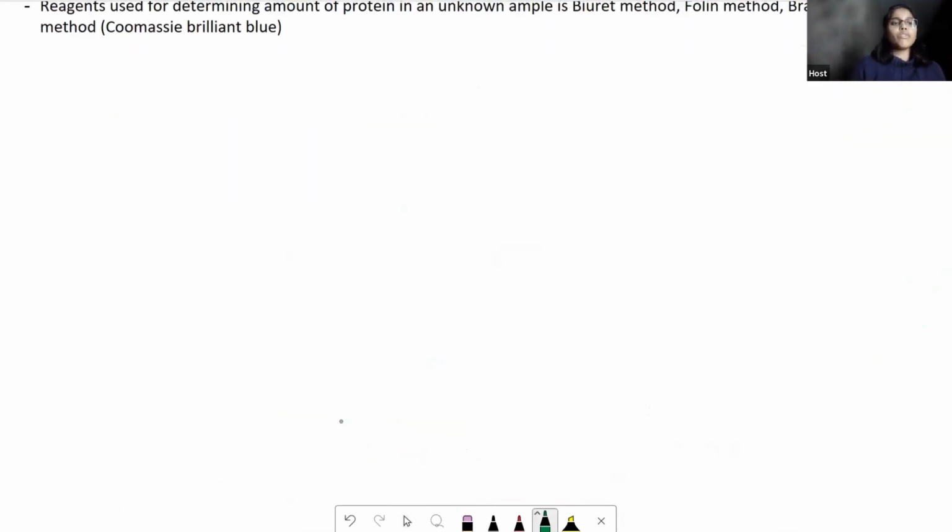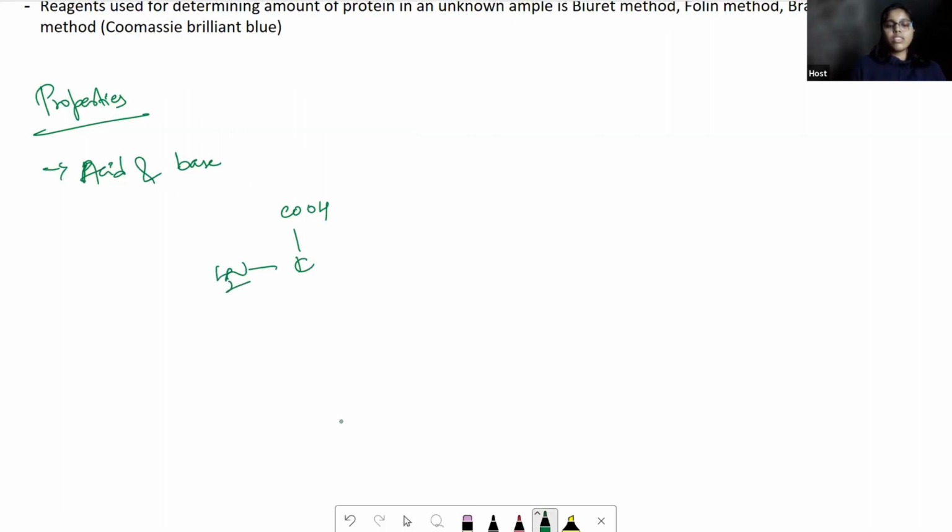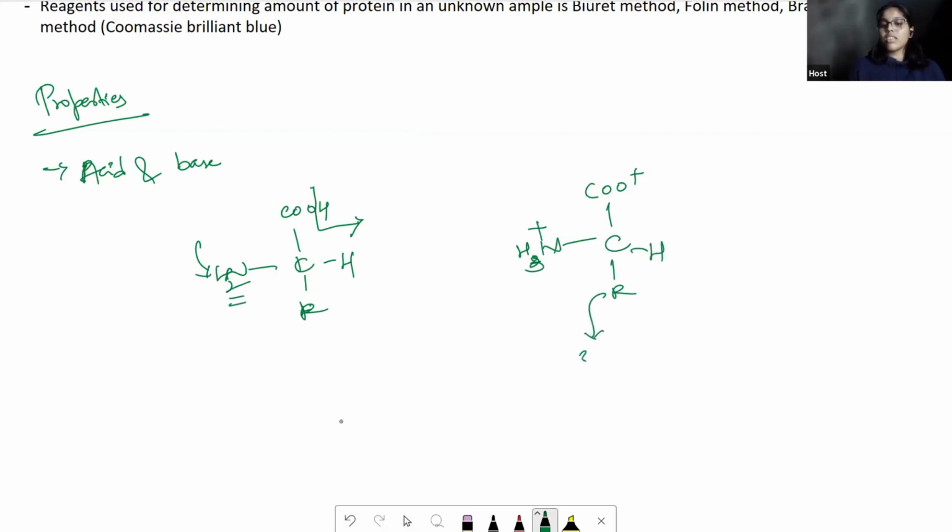Coming to the properties of amino acids. What are the properties of these amino acids? Amino acid can act as both acid and base. As I have already drawn the structure of the amino acid, you can see here that this is an acid. Acid in the sense it can give up a H plus. This is a base. It can accept a H plus. Usually in the physiological pH, amino acids exist as the zwitterionic form. This is the zwitterionic form and the net charge on the amino acid is 0.